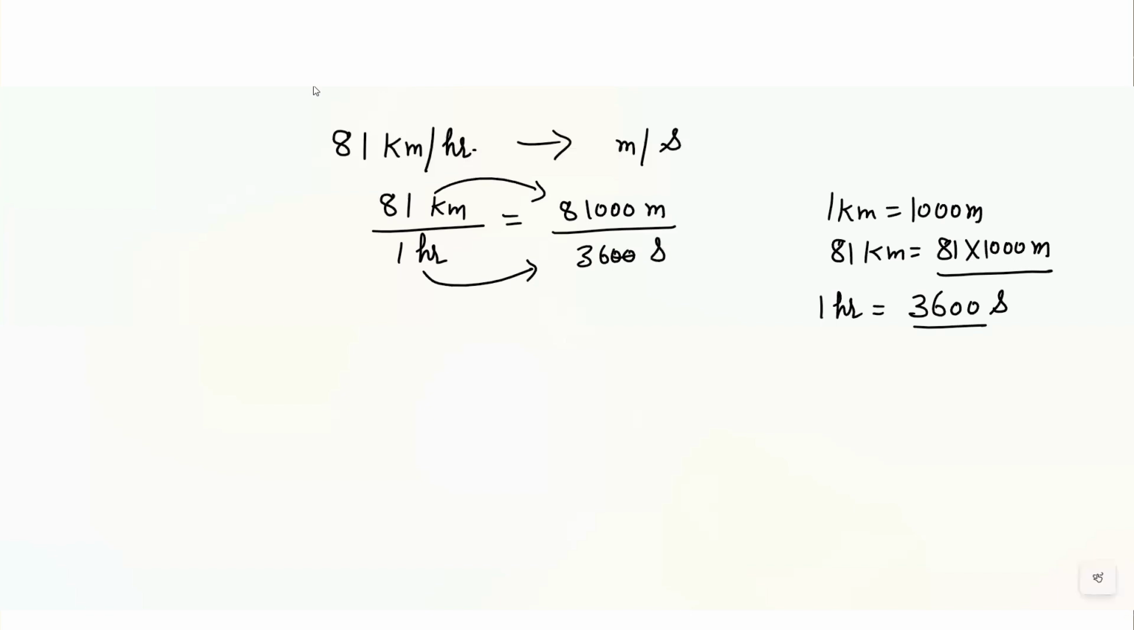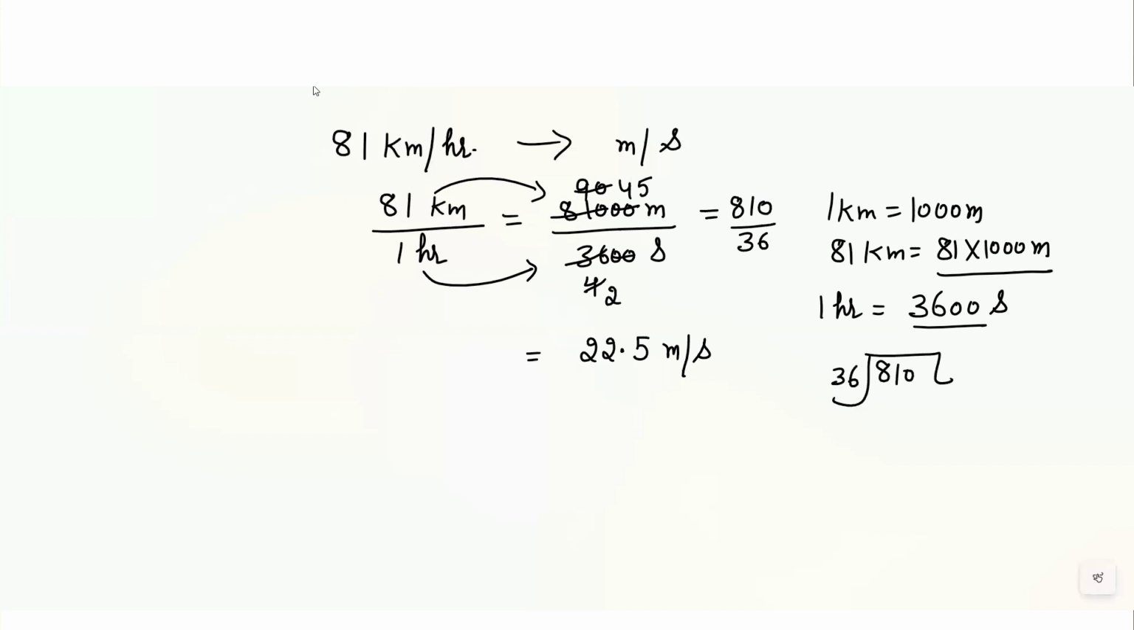Now we will simplify it. 9 fours are 36, then 9 nines are 81, 0 will come here, then we get 45 by 2, which when you divide, you will get it equals to 22.5 meter per second. If you want to do that way, you can do that way, or you can do it like that. At the end, when we cancel the zeros, we are getting 810 over 36. You can divide 810 with 36 also. When you divide it, you will get the same answer.